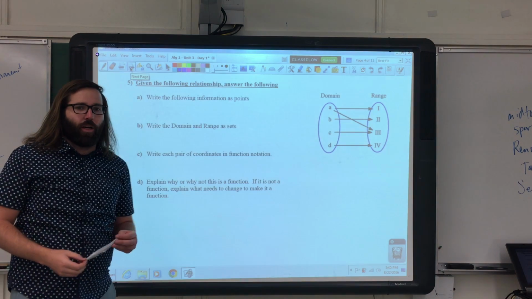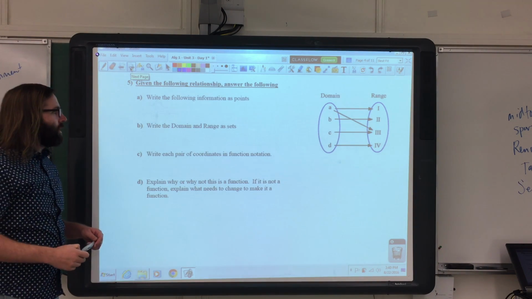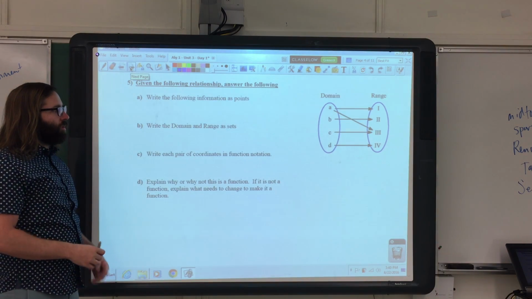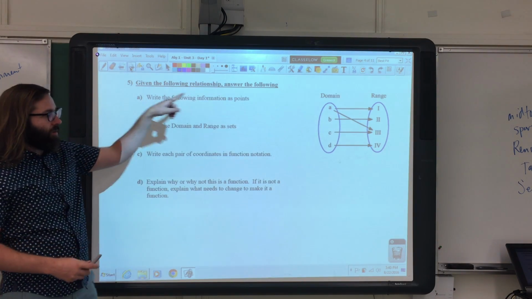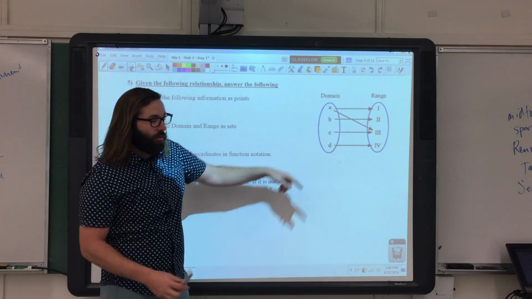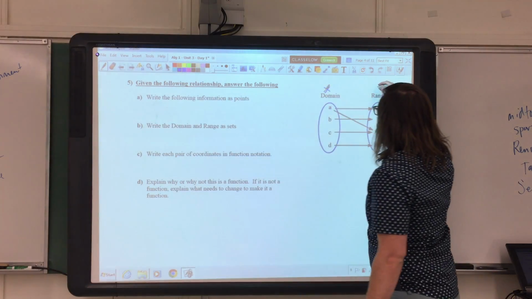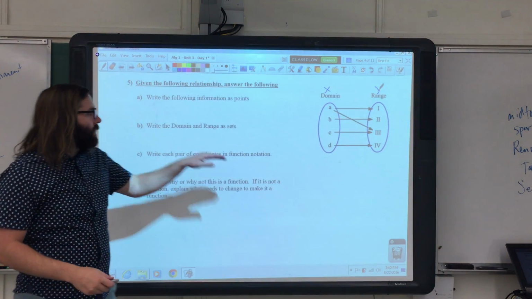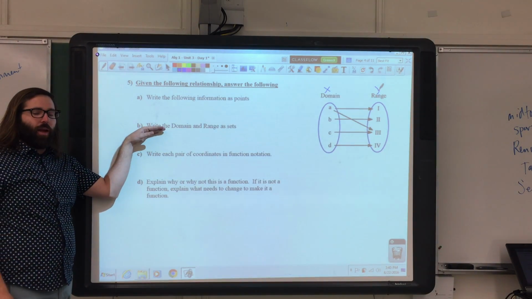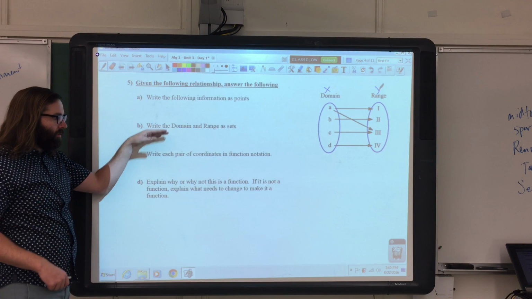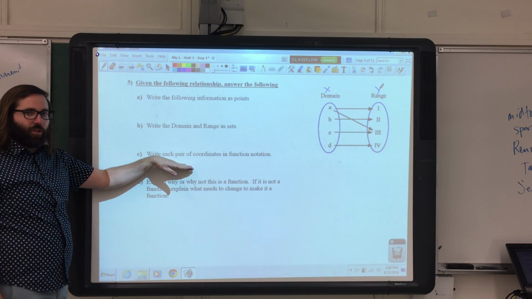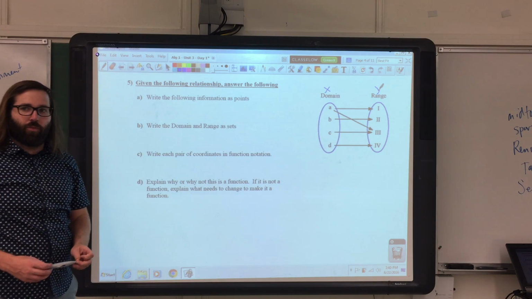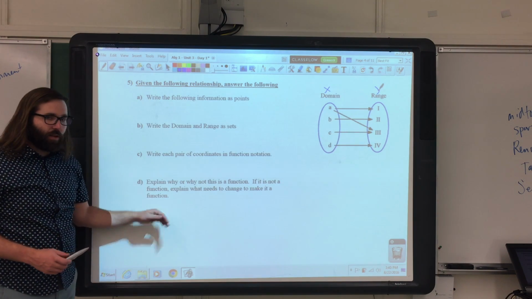Okay? I want you guys to try this one. In your groups, if you need help, do just what we did. You're going to write them as points, so convert. Remember, domain is x. Range is y. Write them as points. Then write the domain and range as sets with the curly brackets. Then write it in function notation. Then do a little explanation. So in your groups, work on this example.